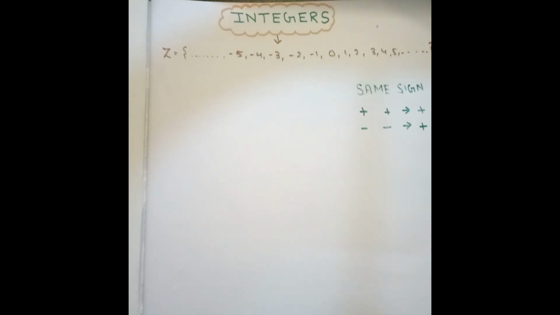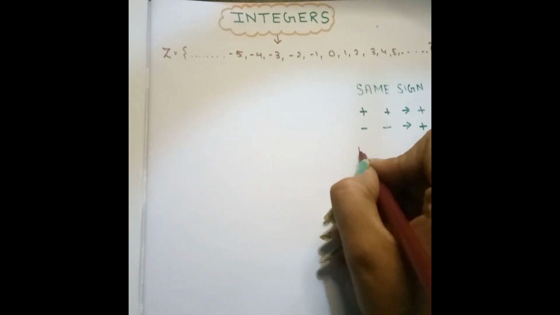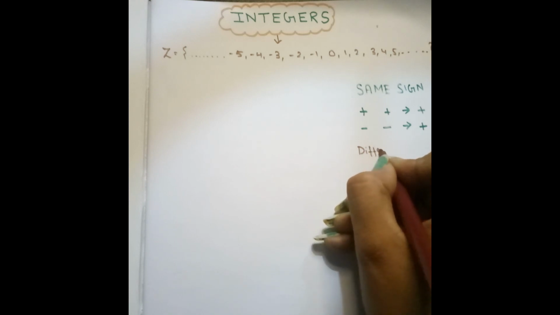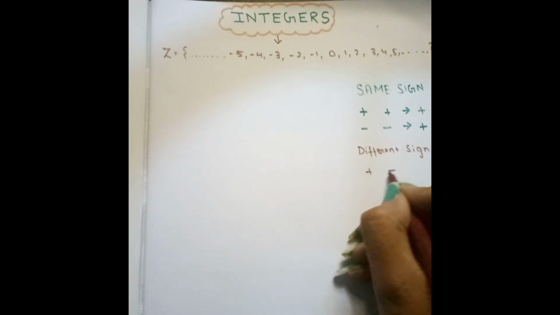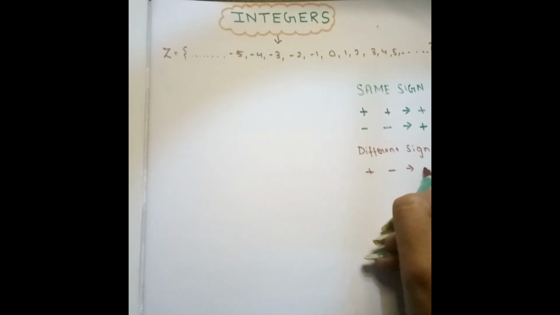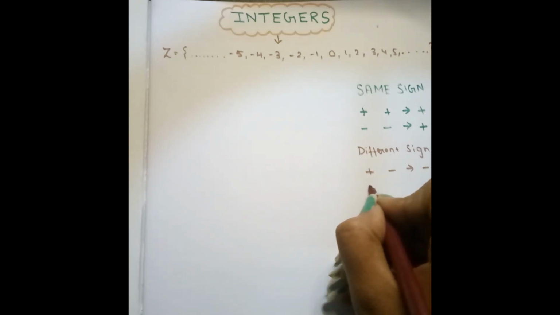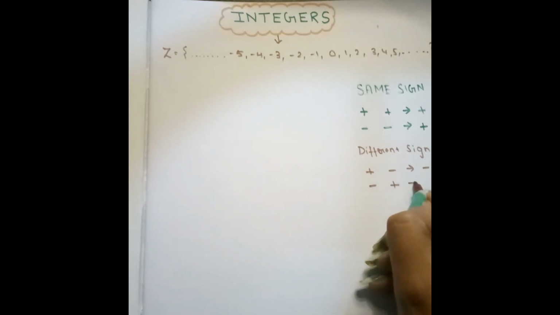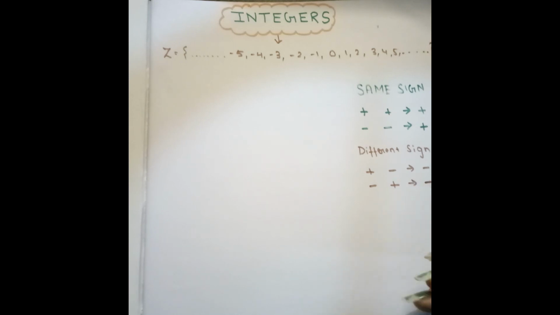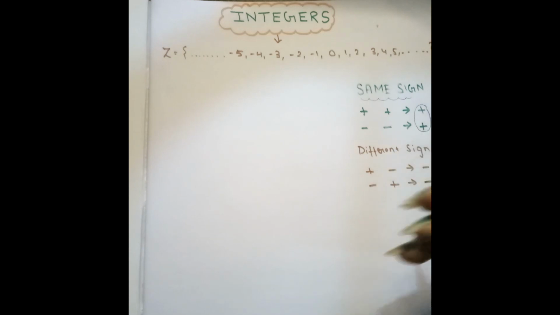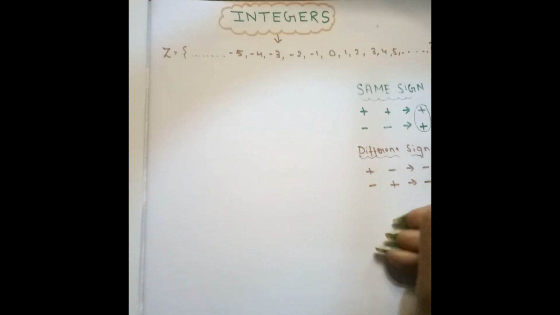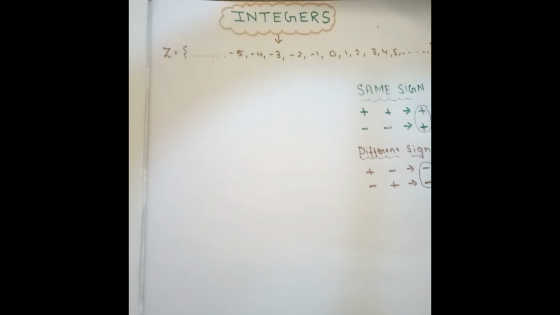Now when we have a different sign, meaning the opposite sign, if I have plus and minus, the operation I'm going to use is minus. When I have minus and plus, again they are different signs, so the operation I have to use is again minus. So just remember one thing: whenever we have the same sign, we do plus, and whenever we have different signs, we do minus. That's it.